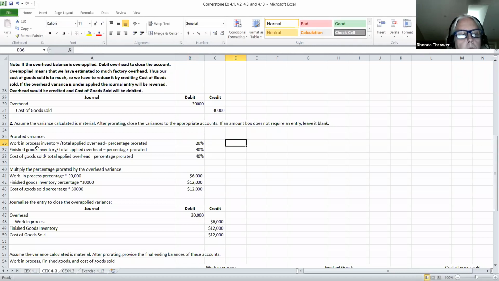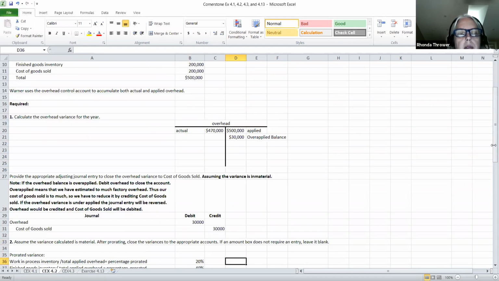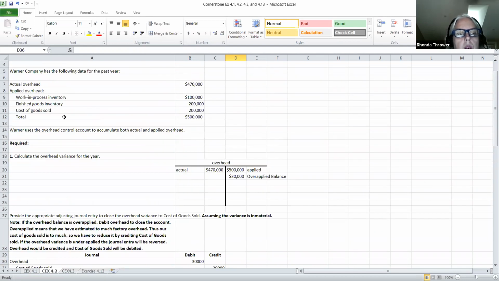The expense to prorate would be each one of these account balances. Work in process inventory has a balance of 100,000. Finished goods inventory has a balance of 200,000. Cost of goods sold has a balance of 200,000. If you combine all these together, the total of those balances, or the total applied overhead, is 500,000.